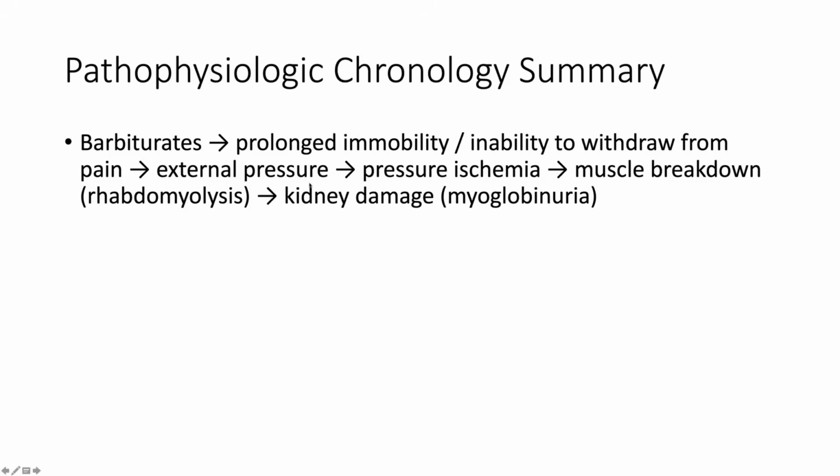So the summary, if I was in a quick testing environment and I was timed, is how I would think about it. He takes barbiturates, so prolonged immobility, inability to withdraw from pain. That's going to be the critical thing. He's going to be in pain because he's going to have ischemia because of the external pressure, but he's not going to move. That's why it was so important that he wasn't withdrawing from pain on the GCS. So muscle breakdown, rhabdomyolysis, leads to kidney damage. I know you'll find this is a pretty common question on both Step 1 and Step 2. So we'll talk about it, Andy.